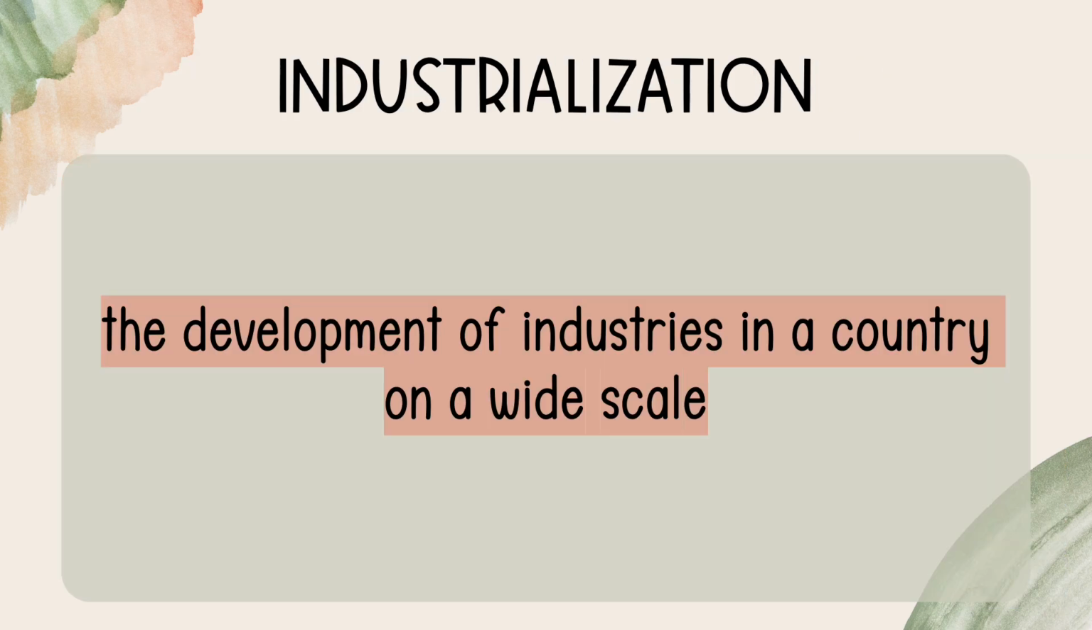And the last big term that you need to know for this lesson is industrialization. If you listen to the word, you can hear the word industry within it. That's because industrialization is the development of industries in a country or region. Industries are groups of related businesses. For example, Food Lion, Kroger, and Harris Teeter are all individual businesses within the grocery industry.